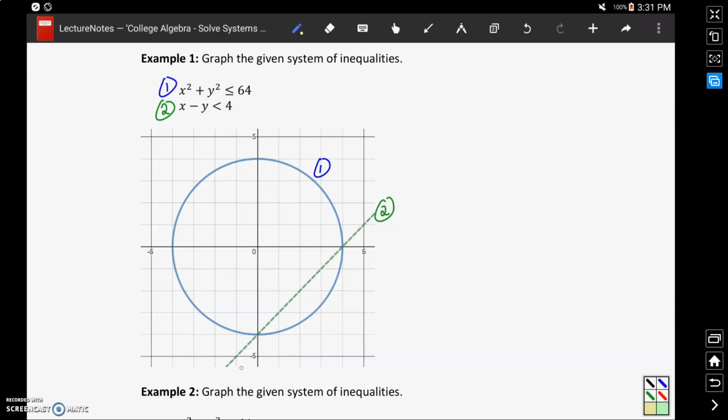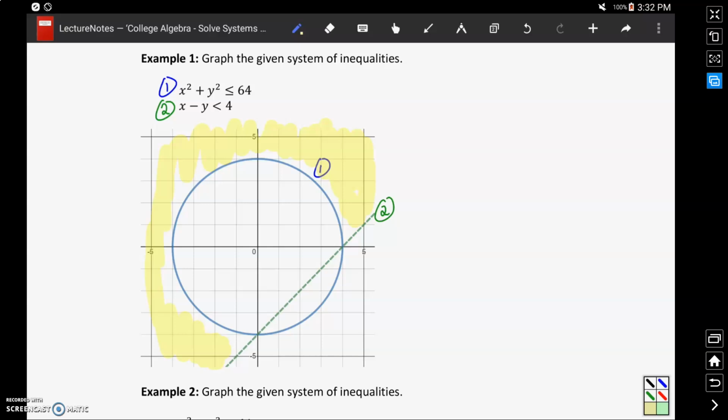So as examples, our solution could be the region outside the circle and below equation 2, below that green dashed line. Our solution could be in this, it's not really a wedge, but this little slice of the circle separated by that line. It could be the larger portion of the circle located above that line. Or it could be the entire region outside the circle and also above that line represented by equation 2.